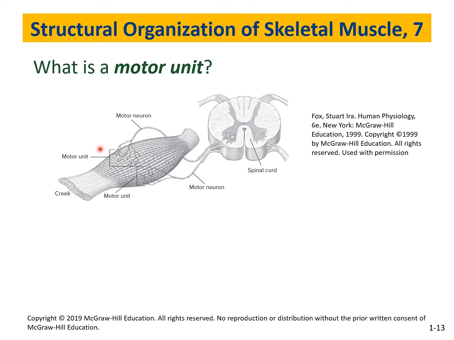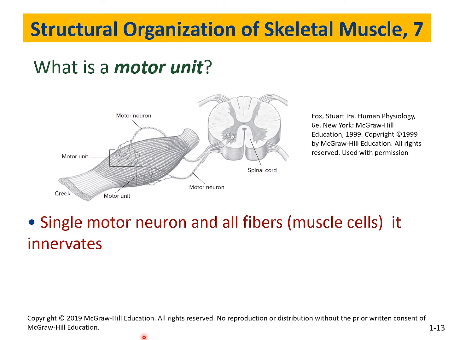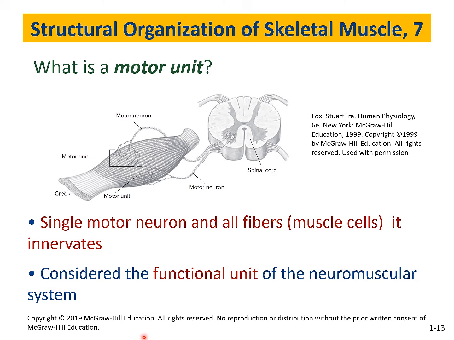Are we good? So a motor unit is a motor neuron with all the muscle fibers that the motor neuron is touching. A single motor neuron and all the muscle cells it innervates is called a motor unit, and it's considered the functional unit of the neuromuscular system. So if you'd like to say what's the performance of a specific neuromuscular activity, we need to look at how many motor units we do have. Now, here's the cool thing.